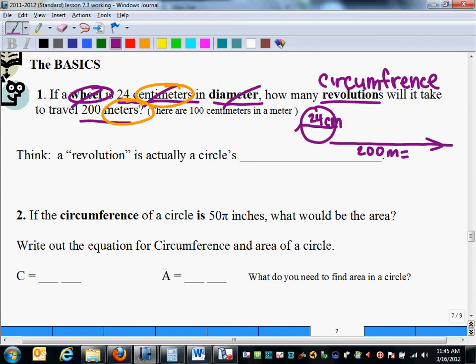Okay, if you don't know how to do one, stick down there. How do you change it into meters? How many centimeters in a meter? 100. So we're going to do 100 times 200. Count how many zeros. There's 4 zeros there. So it's 20,000 centimeters. Oh, my bad. 4 zeros.